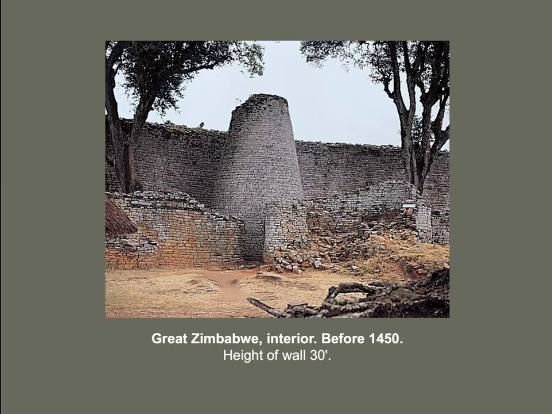This is the Great Zimbabwe interior. It's from before 1450. It's created out of masonry, which is stacking stones in a consistent pattern. It is 15 feet thick at the base for stability. Originally, it had roofing made of grass and thatch, but it has no windows as that would have weakened the masonry walls.